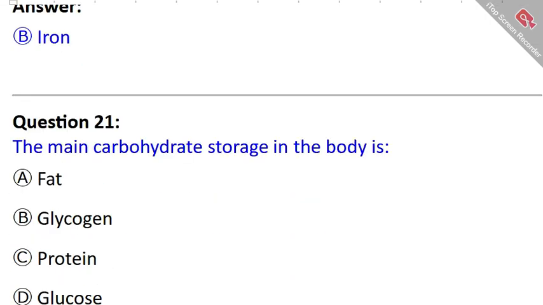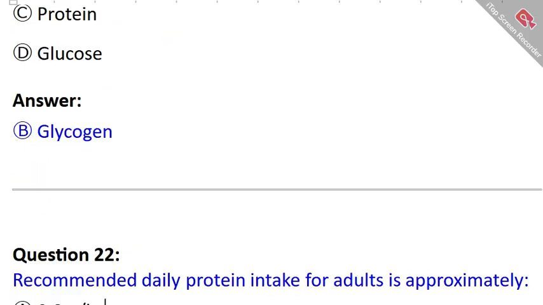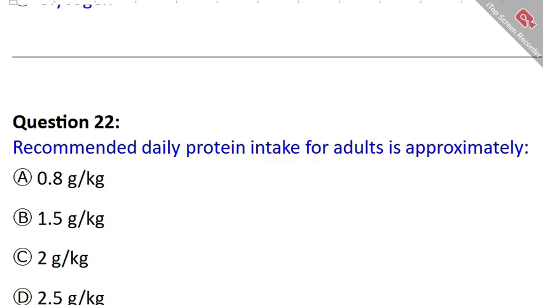Question number 21. The main carbohydrate storage in the body is in the form of fat, glycogen, or protein. In this way, you can read the four options. Which is the best one, you think? In this scenario, the correct option is option B. Glycogen is the main carbohydrate storage in the body. Let's move to question number 22.